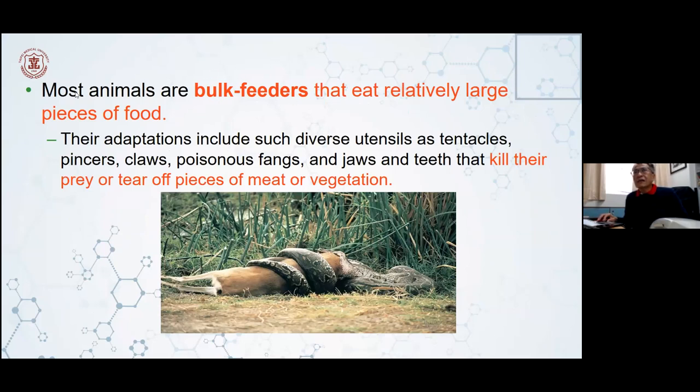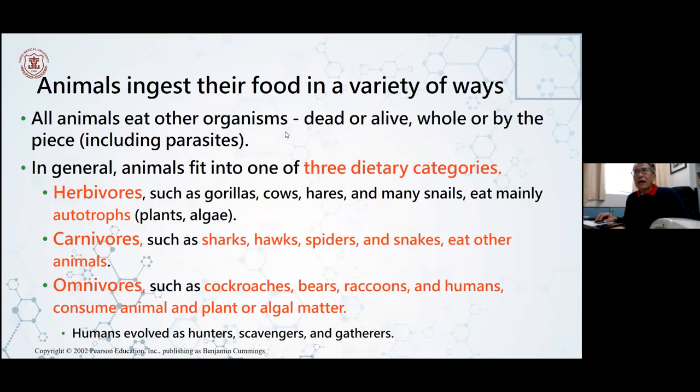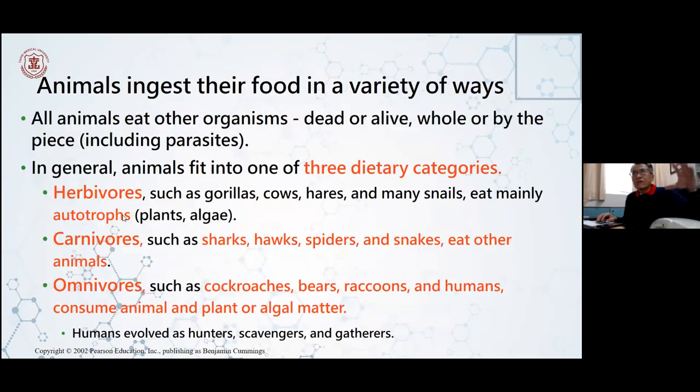And most animals can use teeth to break the food into small pieces, so they are called bulk feeders. Most animals are bulk feeders. They can eat relatively large pieces of food. So we divide animals based on the food and the way they get their nutrients, into different feeders, or different herbivores, different types of animals.